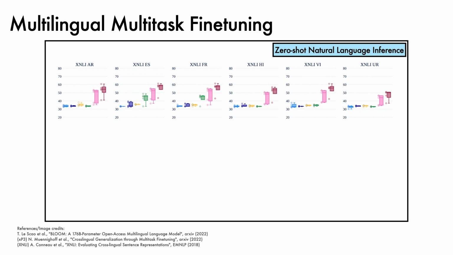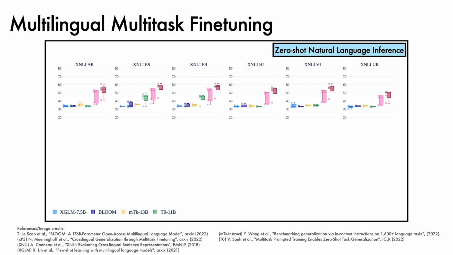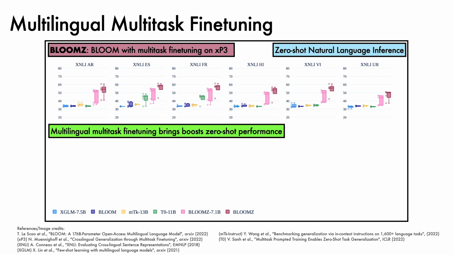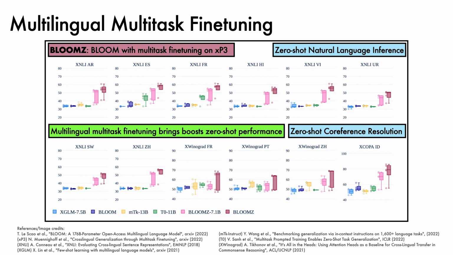Next, we look at the influence of multilingual multitask fine-tuning on zero-shot performance across various tasks, starting with zero-shot natural language inference. Here, the colors correspond to XGLM, Bloom, mT0-13B, T0-11B, BloomZ-7.1B and BloomZ, where BloomZ indicates Bloom with multitask fine-tuning on the xP3 dataset mentioned earlier. In this setting, we find that multilingual multitask fine-tuning brings a boost, a trend that is also reflected in zero-shot co-reference resolution, as well as other tasks. Other results from this study, not shown here, find that T0 also benefits considerably from multilingual multitask fine-tuning.